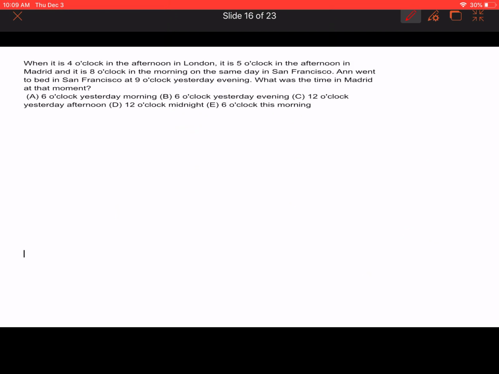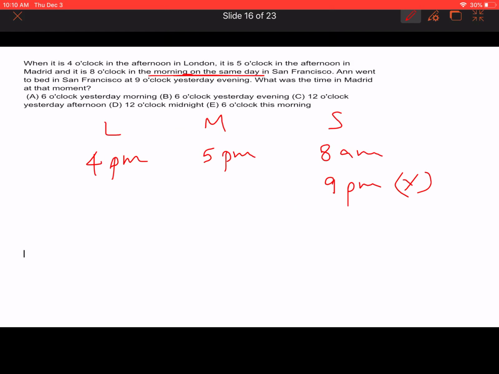Next, when it is 4 o'clock in the afternoon in London, that means 4 p.m., it is 5 o'clock in the afternoon in Madrid, so 5 p.m. And it is 8 o'clock in the morning on the same day in San Francisco, so 8 a.m. Because it is the morning of the same day, that's very important. Then she went to bed in San Francisco at 9 o'clock yesterday evening. So yesterday evening means 9 p.m., and it is yesterday, so just keep it as a note.